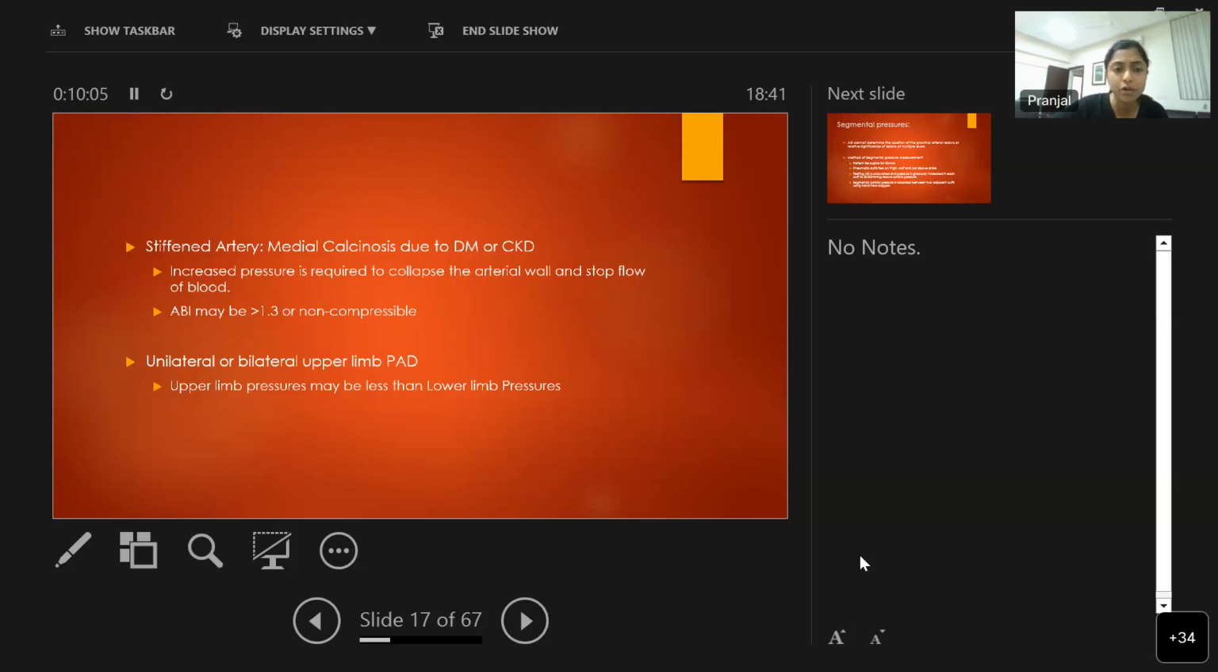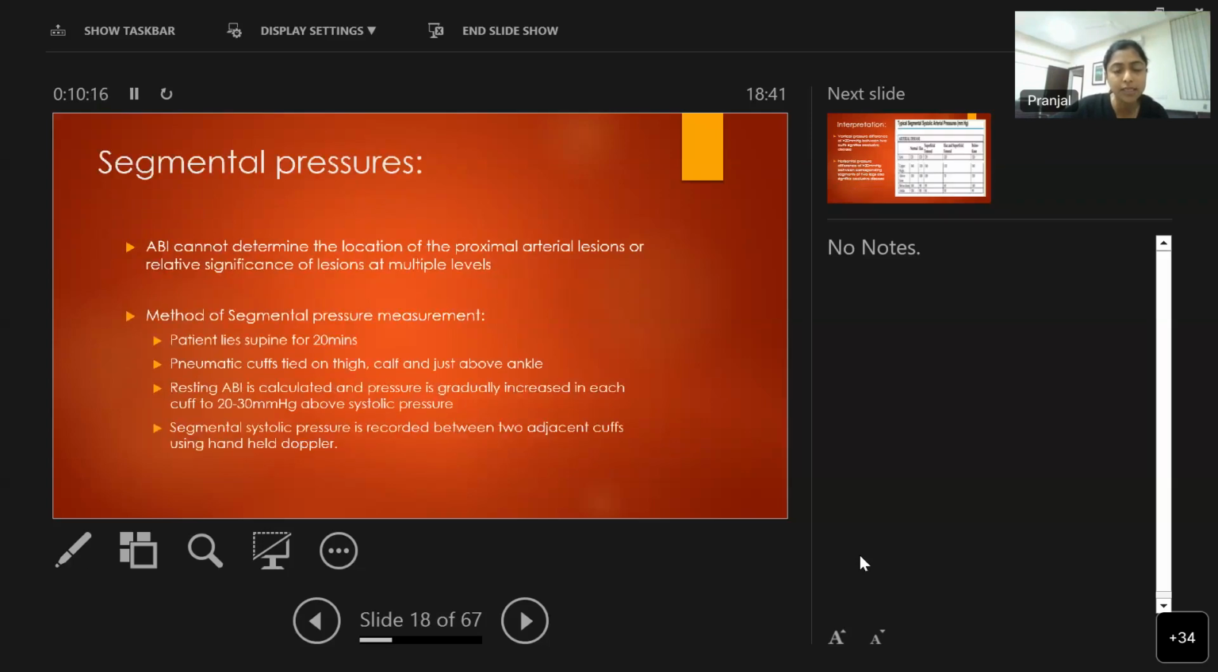In case of unilateral or bilateral upper limb peripheral arterial disease, you can also get an abnormal ABI, a faulty ABI. In this case, the recorded upper limb pressure may be even lesser than the lower limb pressure.